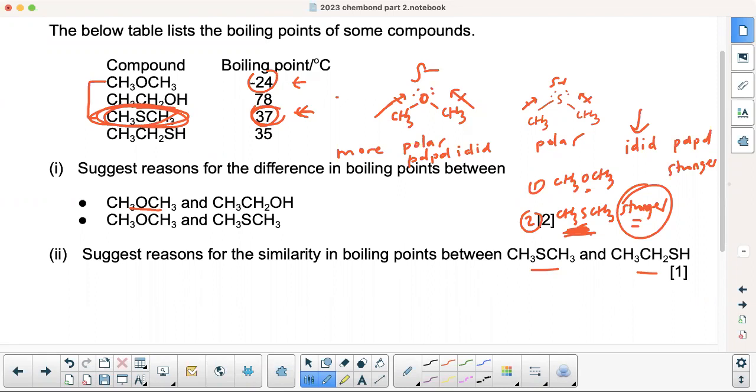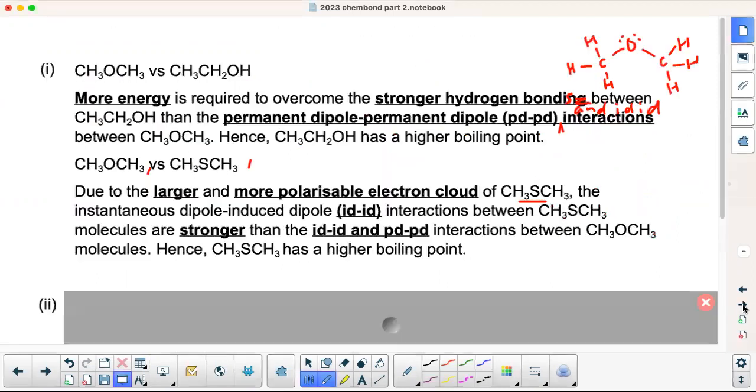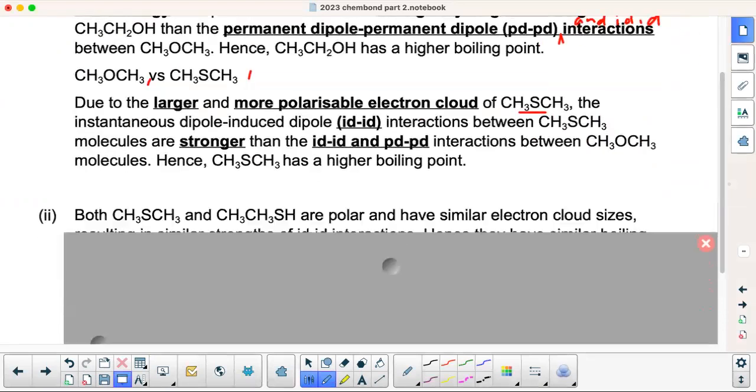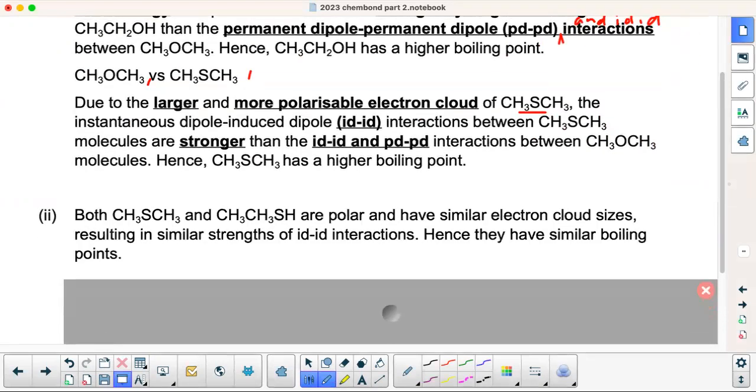Yeah, good. Okay, so that's the same thing. Yeah, same number of electrons. So ID-ID is similar. That's one reason. Both are polar and have a similar electron cloud size, resulting in similar strengths of ID-ID. Right, similar electron cloud size and similar strength in ID-ID, and hence they have similar boiling points. Okay, so yeah, pretty straightforward.